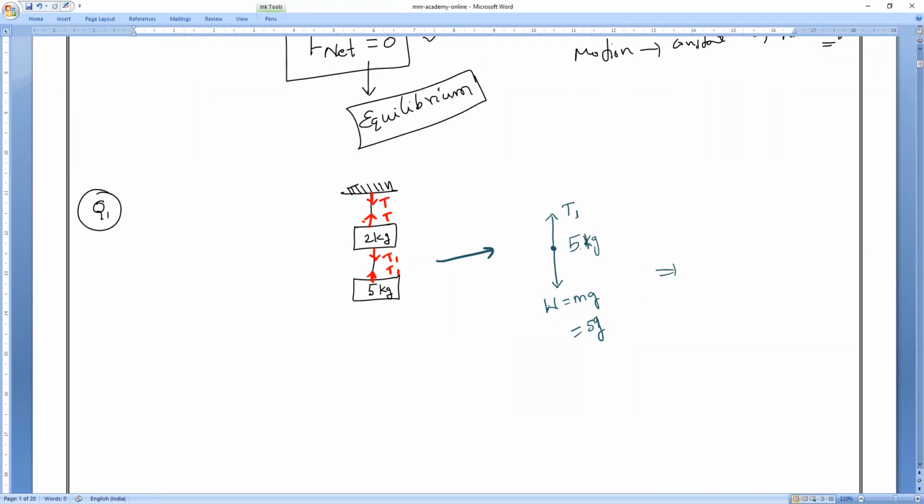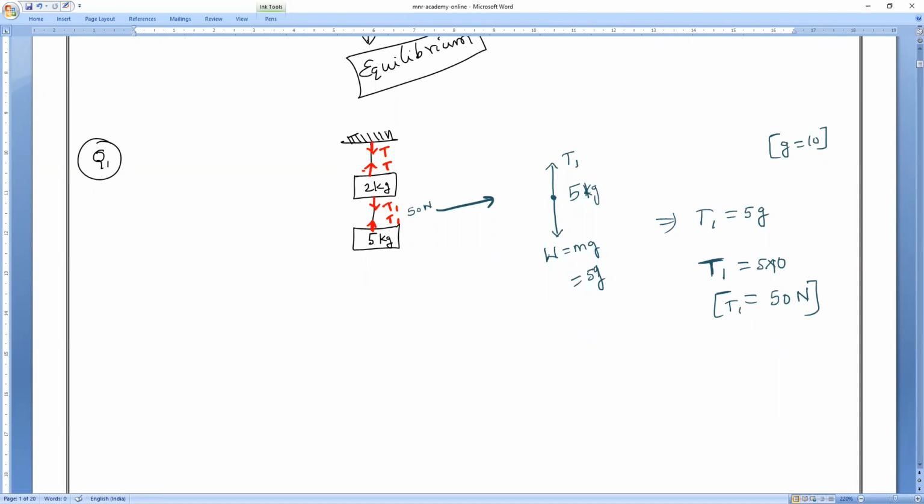From that, both are equal. So T1 is equal to how much? 5g. We all know that g is equal to 10. Then the tension in the first string is 5 into 10, which is equal to how much? 50 Newton. So the tension in the first string we got is 50 Newton. Understand? Please respond.